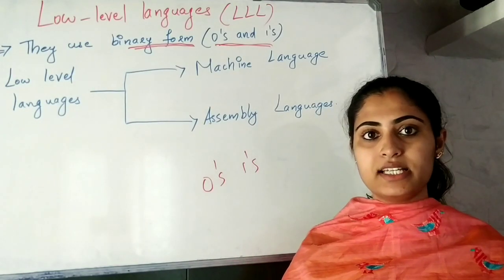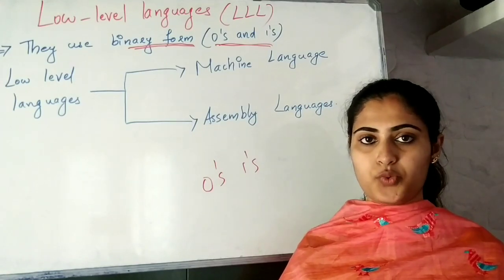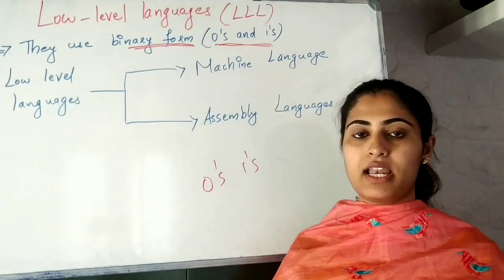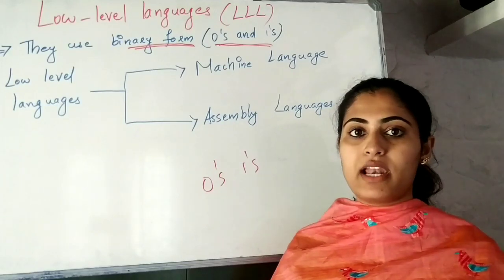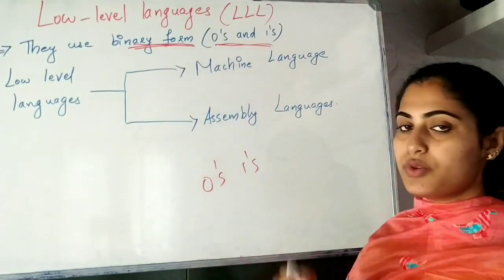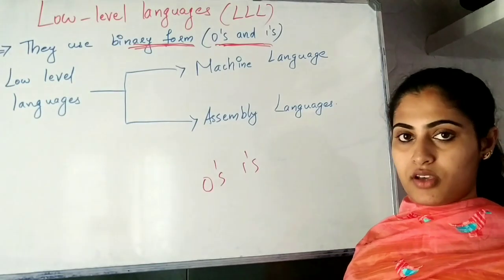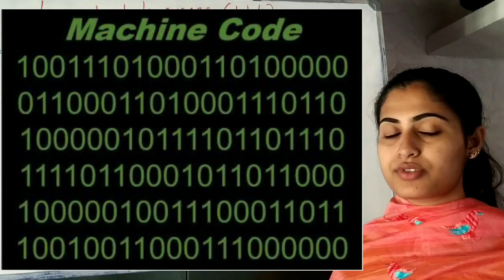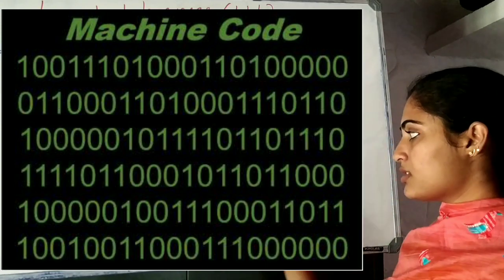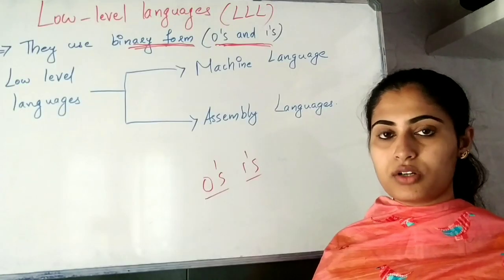Next, we can study in detail about these different types of computer languages. First one is low level language, also known as first or second generation languages. In low level languages, they use binary form. Binary form means zeros and ones. So whatever data the users provide into the computer, that data gets converted into these zeros and ones. Only then the computer understands what that data is.